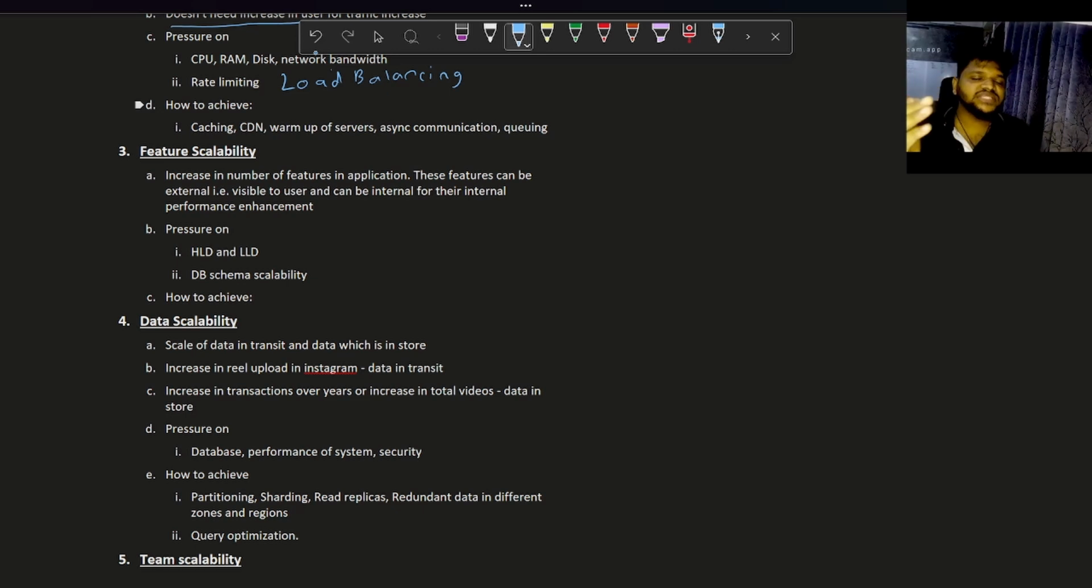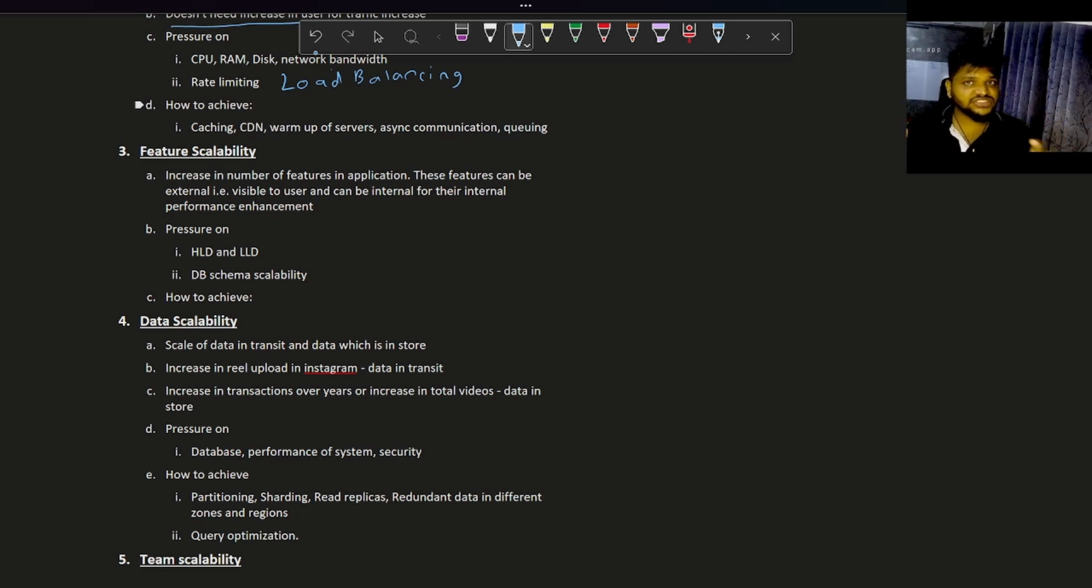Feature scalability, let's take an example. Basically, from an Amazon perspective, it was just an e-commerce platform where a customer was able to search, use a carting system, and place an order. Now Amazon has grown and it has added Amazon Pay, Amazon Prime, Amazon Mini, and many other features. So it can be a different service, it can be the same service.